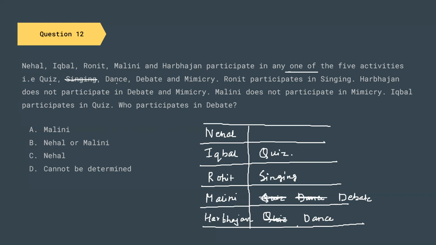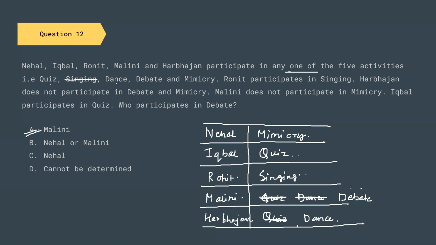So Iqbal is participating in quiz, Rohit is participating in singing, Malini is participating in debate, Harbhajan is participating in dance, and only one thing is left, that is your mimicry. So this is mimicry, quiz, singing, debate, and dance. Now let us look into the question. The question is, who is participating in debate? Malini is participating in debate.